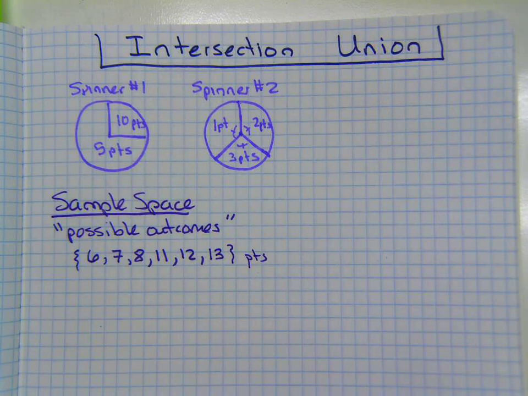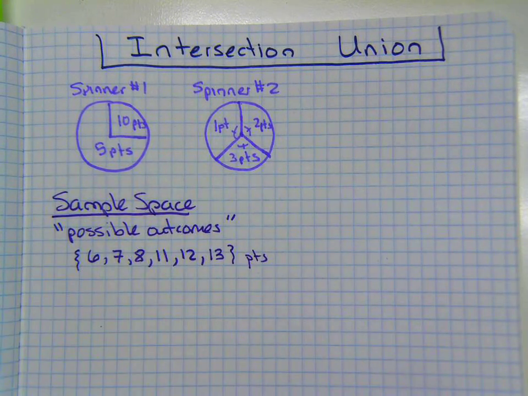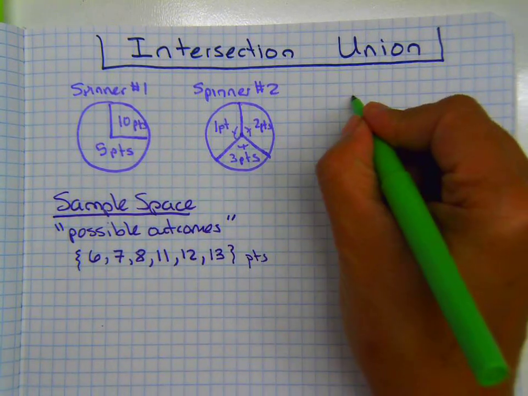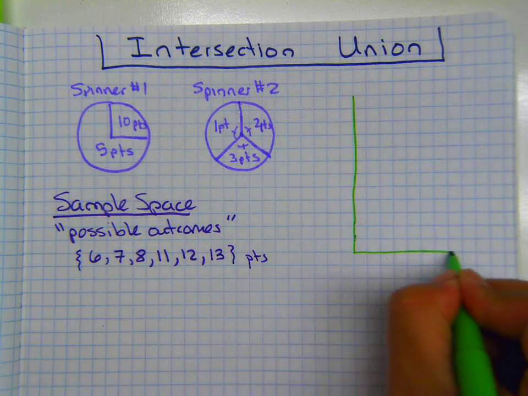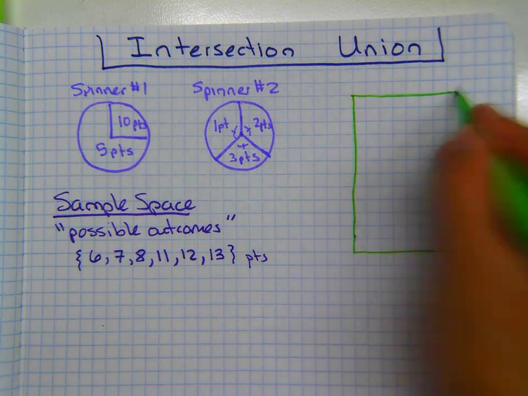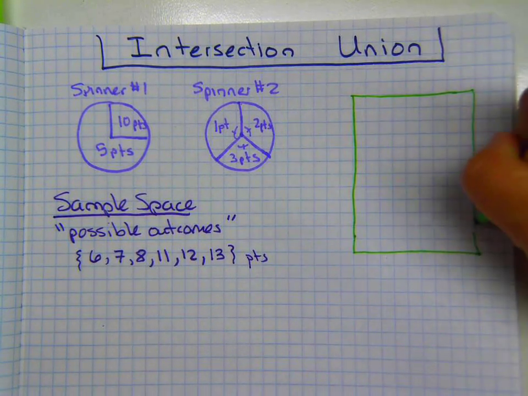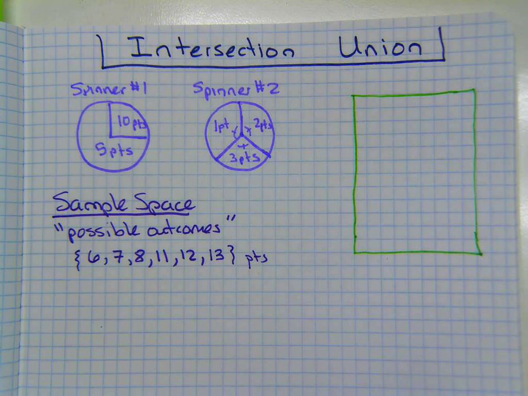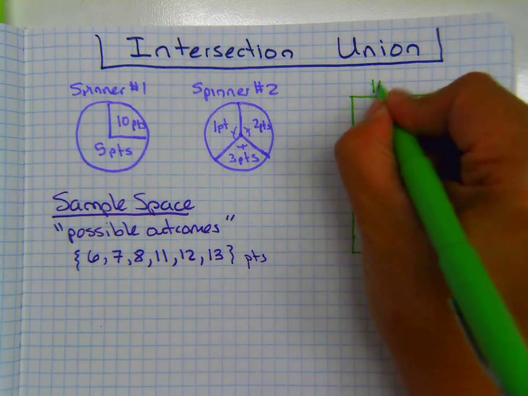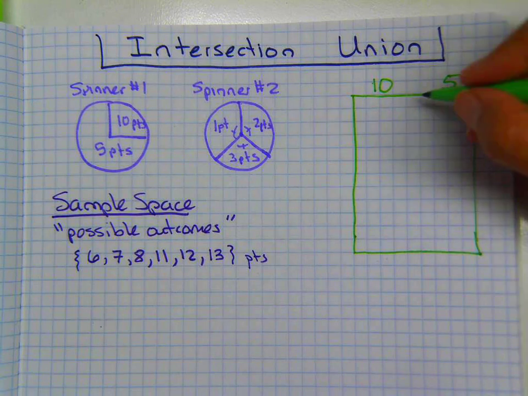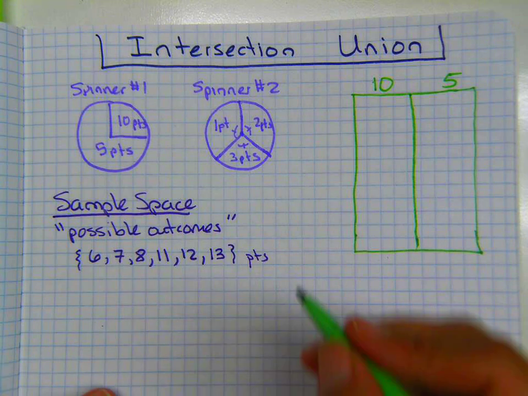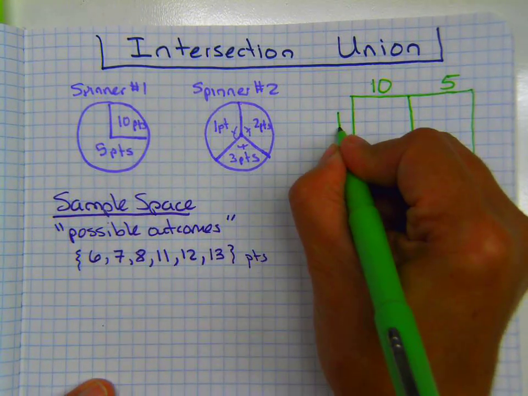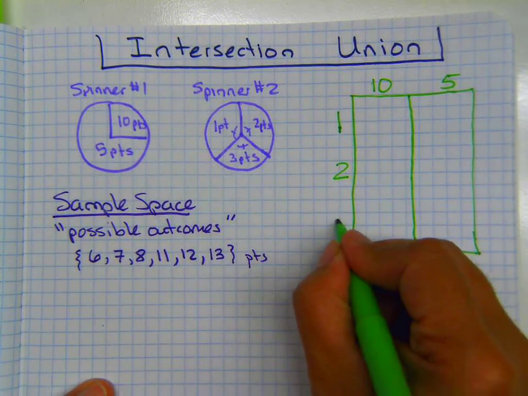All right, so we can also organize this information in a table. So I'm going to go ahead and build a table as well. And draw this table big enough so that I can add some information inside of it. So there's my first spinner. My first spinner, I could get a 10, or I could get a 5. And that's the way we always do tables, right? Think about the first situation and then the second situation. The second situation, I can get a 1, a 2, or a 3.